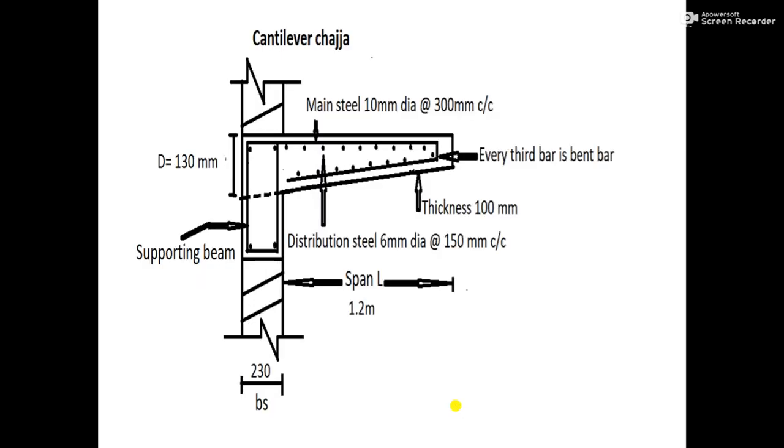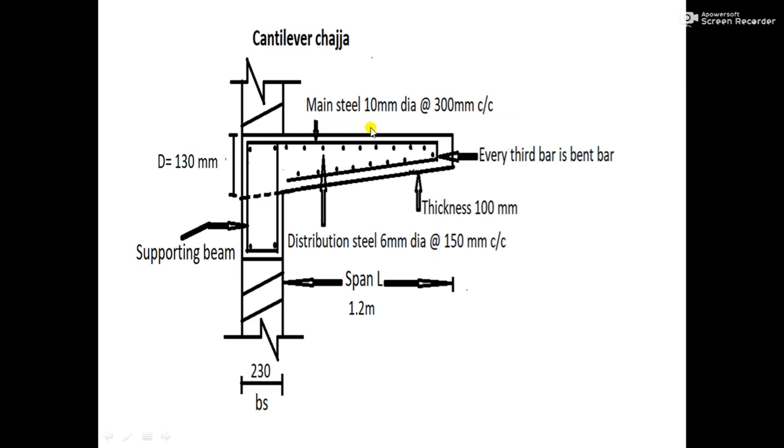See, this is the cantilever. In the last lecture, we have seen the diagram. This is the supporting beam. That beam size is 230 by 430 mm, that is, depth is 430 mm and width is 230 mm.